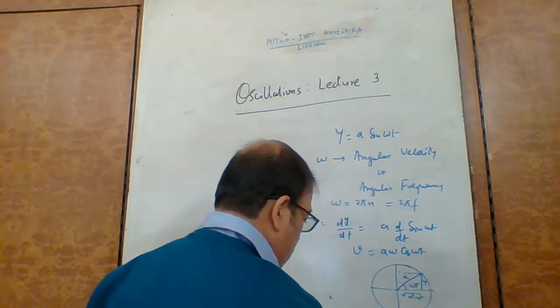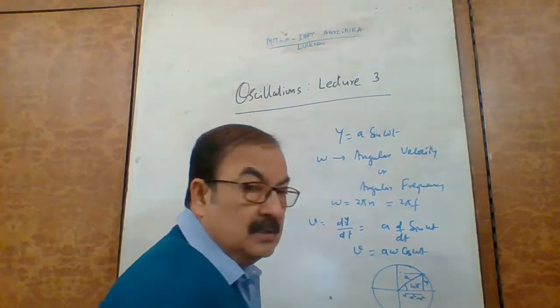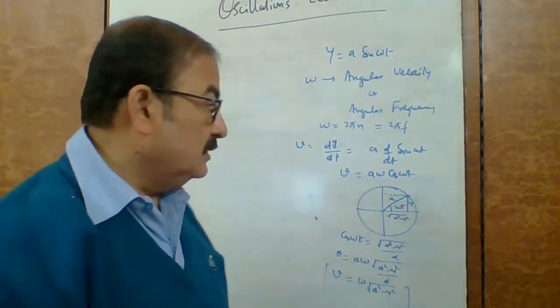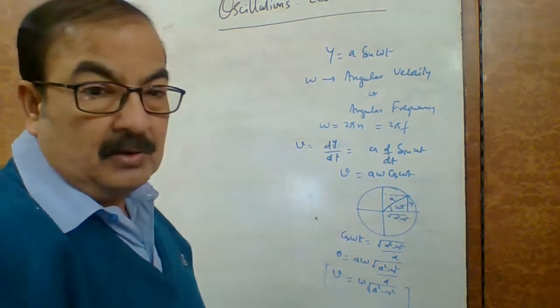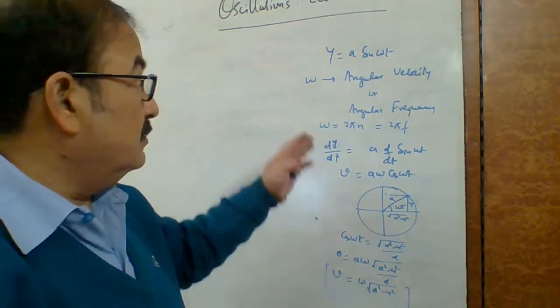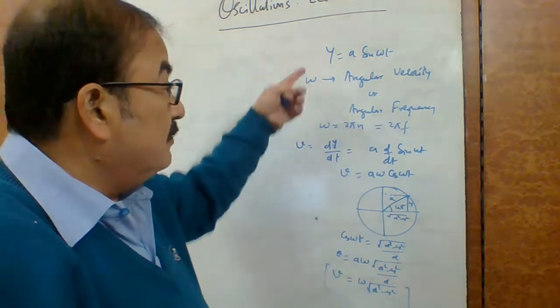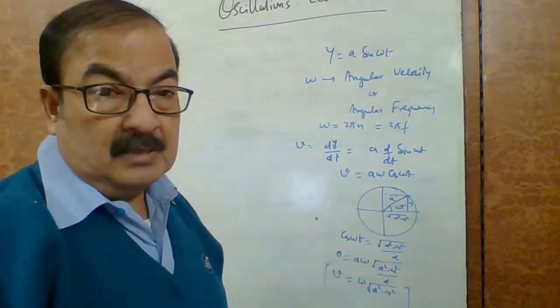This is the expression for velocity. Very simple expression for velocity. We have just used differentiation. Here we have to differentiate y with respect to t.